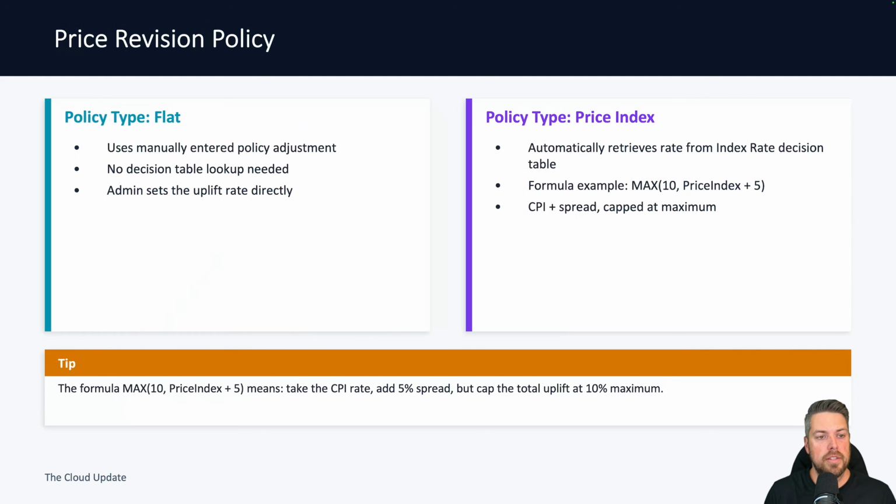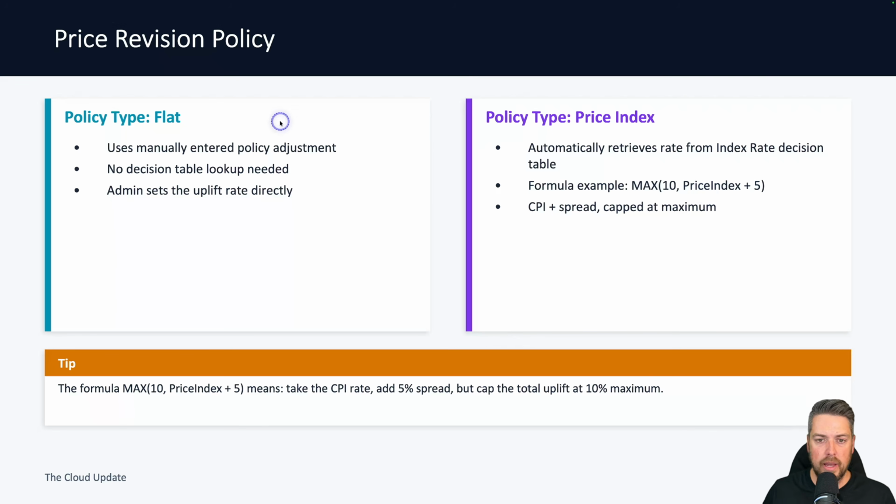Price revision policies can be either flat or be based on a price index. So the example we just went through with that 5%, you could do with price revision policies and simply have a flat policy set to 5%. Or again, you can base this on a price index where you're going to leverage the current CPI plus a spread, or simply the CPI if you want to use simply a CPI, cap it at a maximum, like the example here where we're saying the max of 10 or price index plus 5. And that's the formula that you're going to use to calculate your uplift amount.